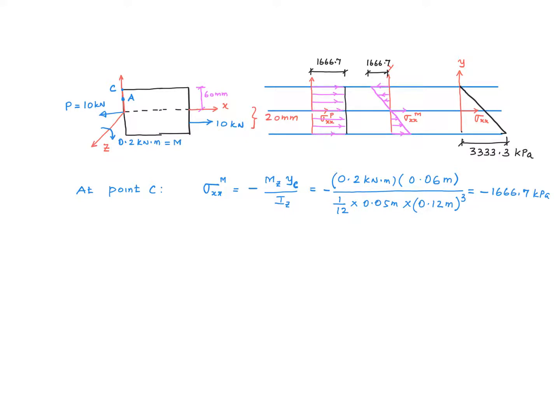Now to find the combined stresses across the beam, you add this to this, right? So you can see here we have a positive 1666.7 and a negative 1666.7. So they cancel out to give you 0 stress at the top of the beam. But at the bottom of the beam, they double up. So we have a value of 3333.3 kilopascal, which is a tensile stress.